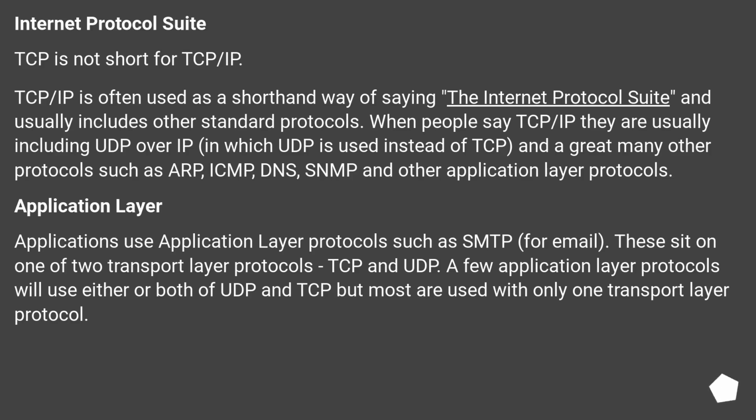Application layer. Applications use application layer protocols such as SMTP for email. These sit on one of two transport layer protocols, TCP and UDP. A few application layer protocols will use either or both of UDP and TCP, but most are used with only one transport layer protocol.